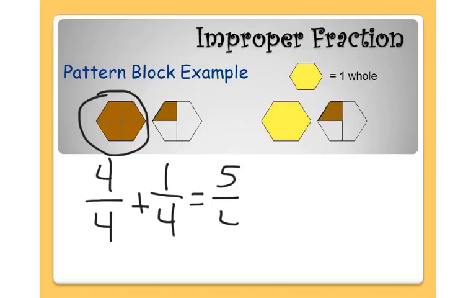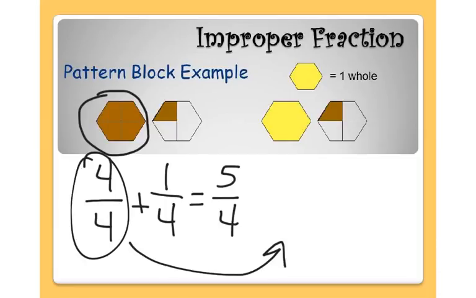5/4. Very good. Now, using our yellow hexagon as one whole, I can substitute these 4/4 for how much? One whole. And I still have that one little piece left over, and how much is that? 1/4. So here is an example using pattern blocks that shows that 5/4 is equal to 1 1/4.